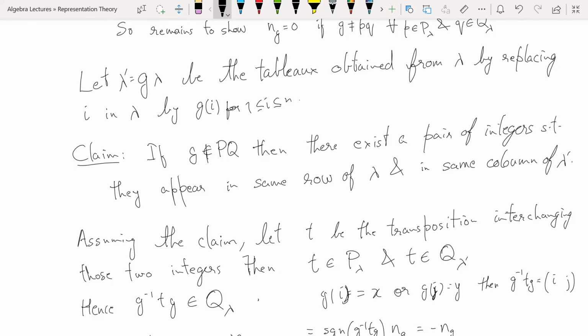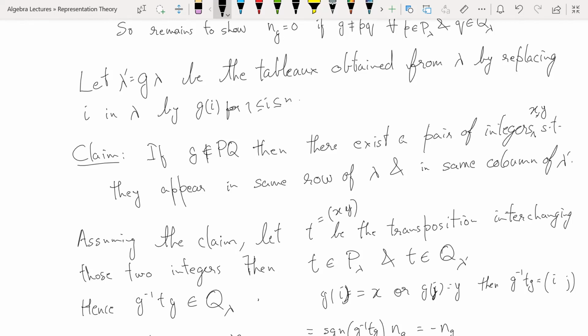Since I've used xy, maybe take a pair of integers xy such that they appear in the same row of lambda and in the same column of lambda prime. Okay, so T is just xy. T is the transposition xy. It interchanges x and y. So is this clear so far?